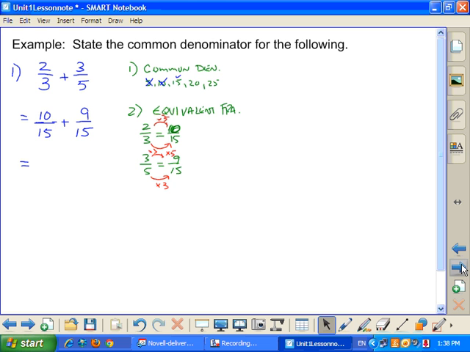Step 3, add numerators. Quit laughing at me, Tony.